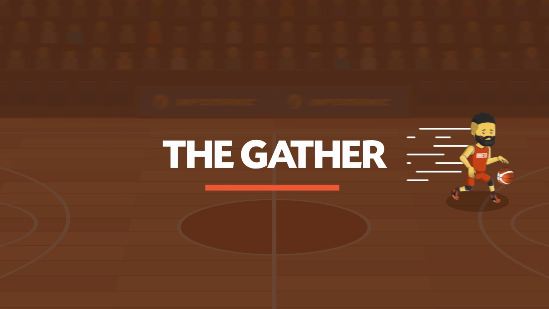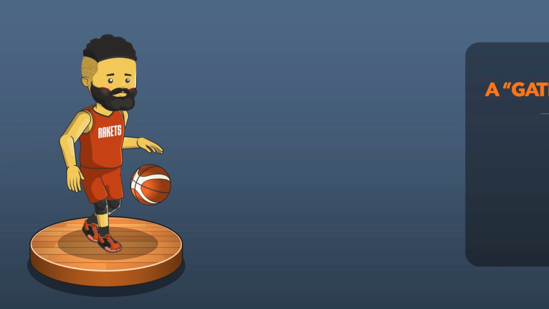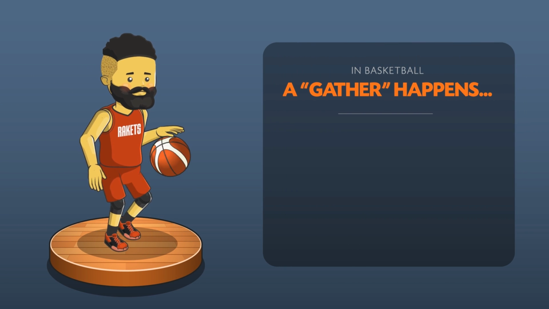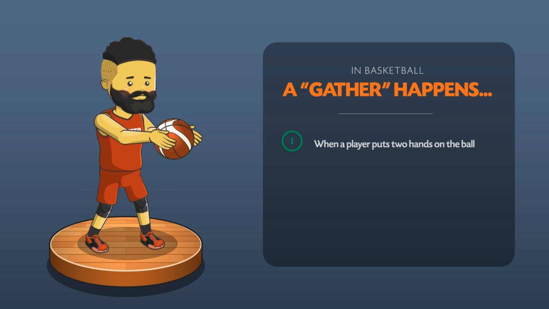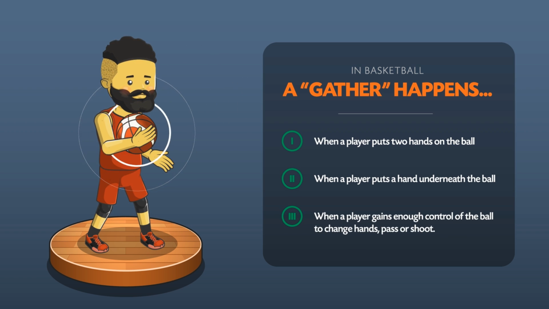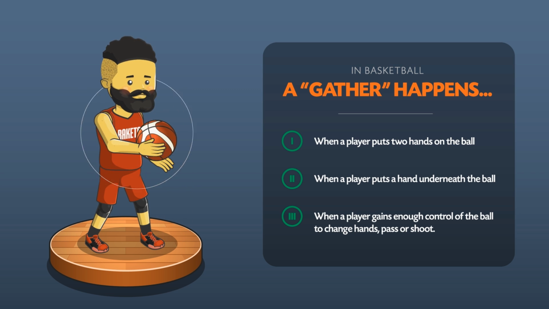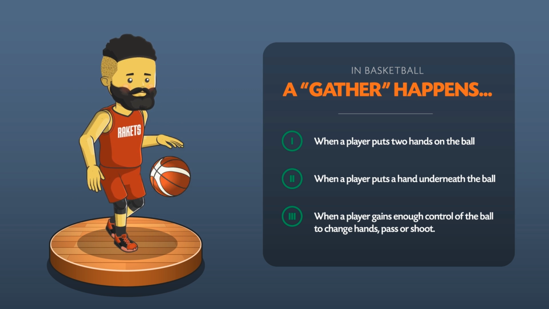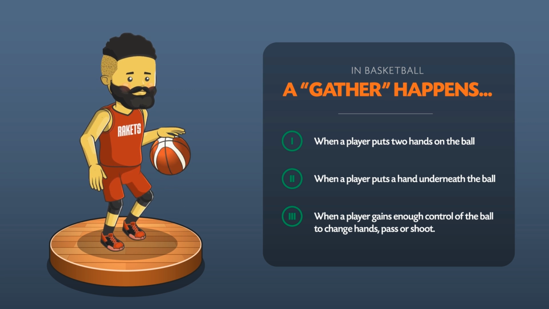First, the gather. According to the NBA rulebook, a gather is the moment a player either puts two hands on the ball, puts a hand underneath the ball, or gains enough control to change hands, pass, or shoot. Once the ball is gathered by the player, only two steps are allowed before coming to a stop, taking a shot, or making a pass.